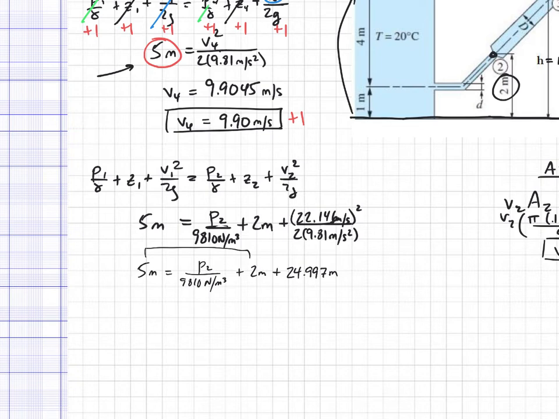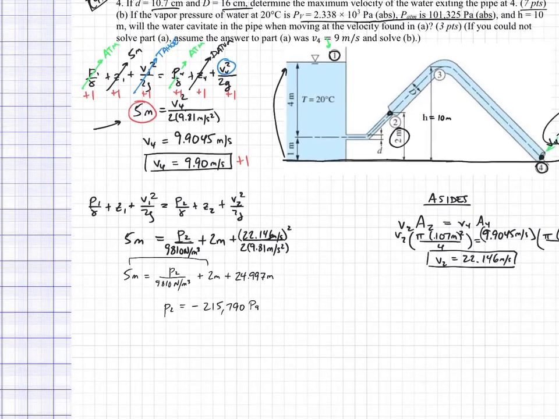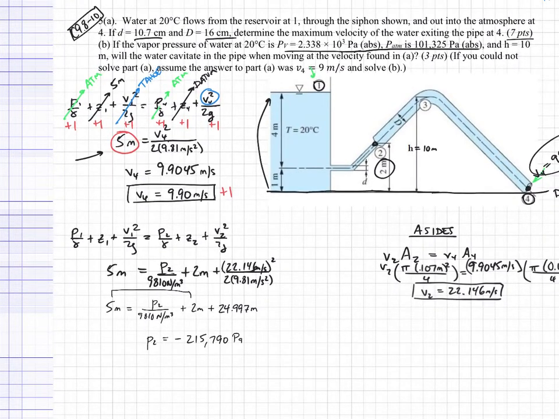Let's figure out what that means. If we solve this, we're going to get P2 equals, this is going to be a negative number, as it has to be. I'm getting negative 215,790 pascals, or newtons per meter squared. That's a really, really negative number. And just to give you an idea, here's my atmospheric pressure.